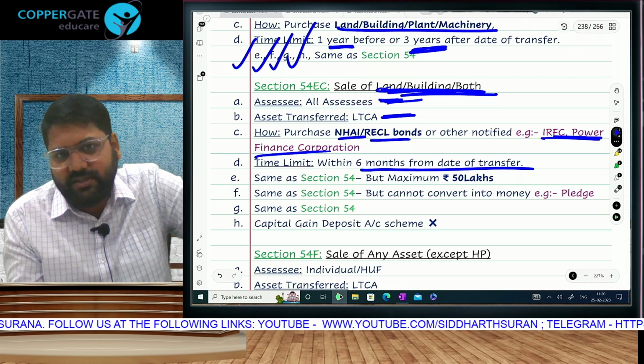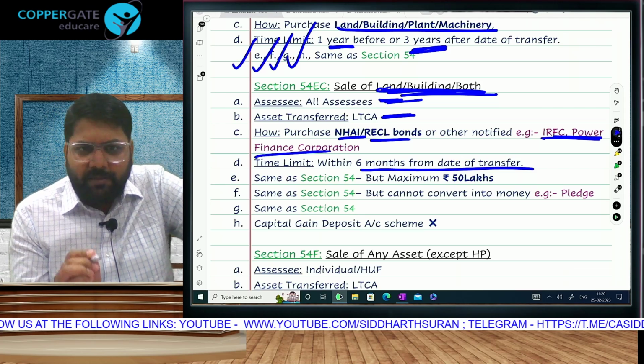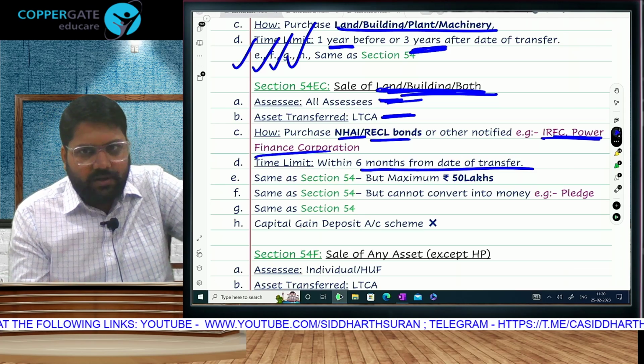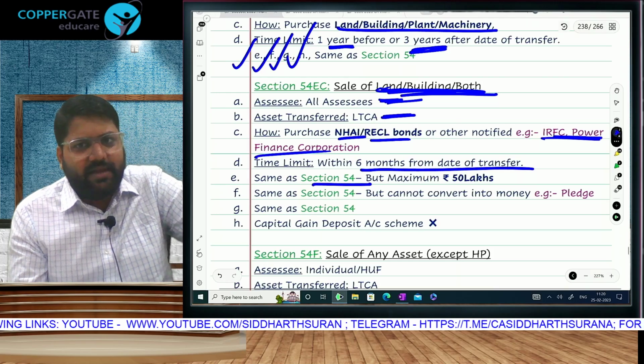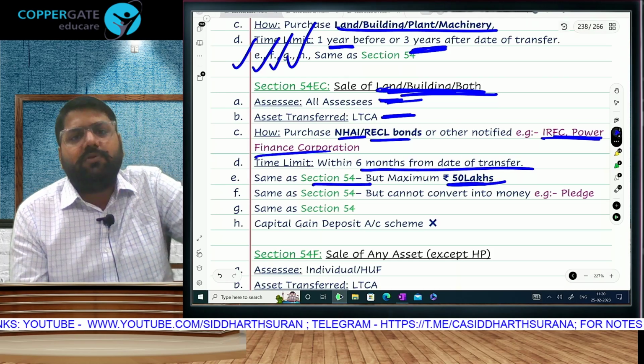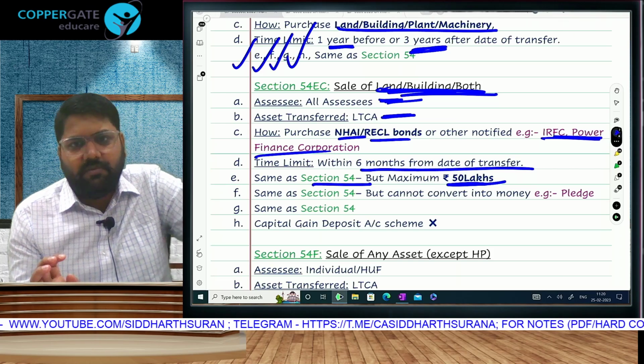Here we are giving you only 6 months because this is not property. Okay. So sell any immovable property long term and acquire bonds. Quantum same. Amount invested or capital gain, whichever is lower, but your exemption will not be more than 50 lakh. So if you have a gain of 2 crore, investment of 1.5 crore, exemption will be a maximum of 50 lakh.